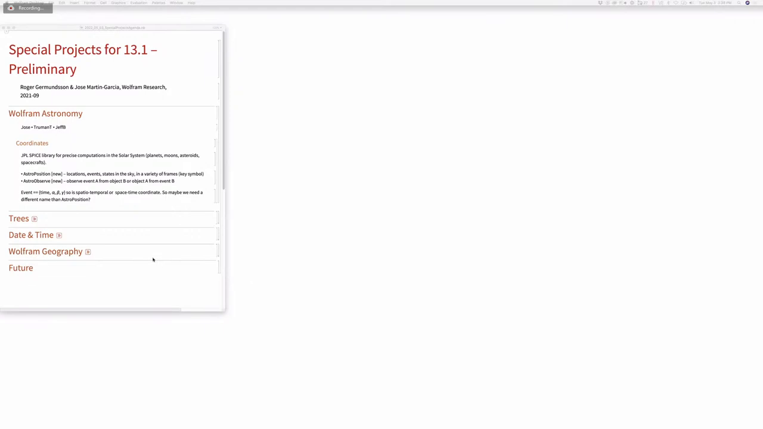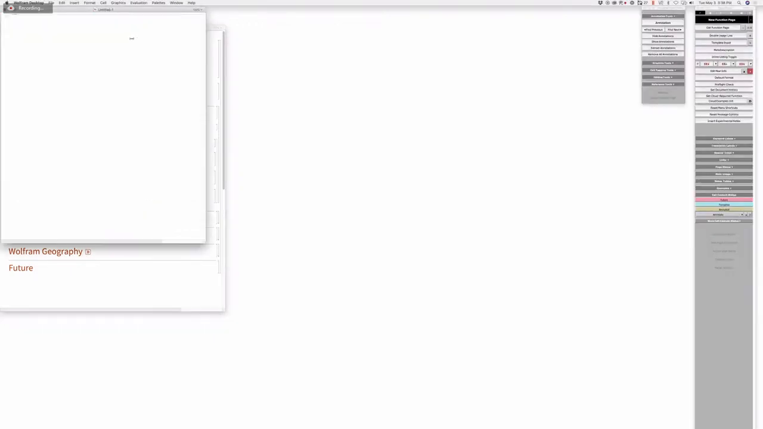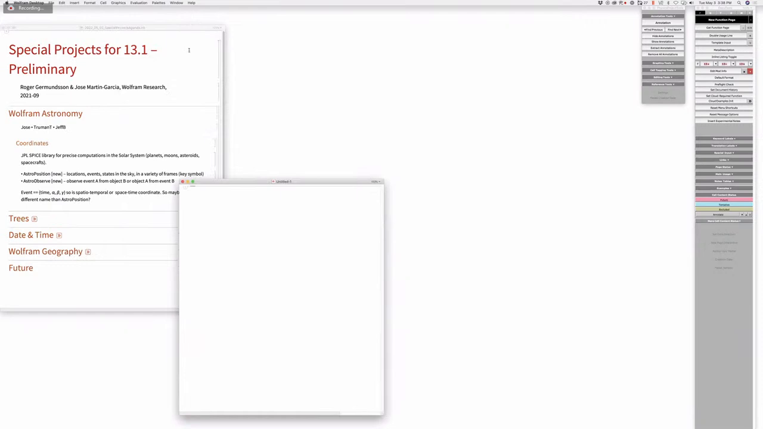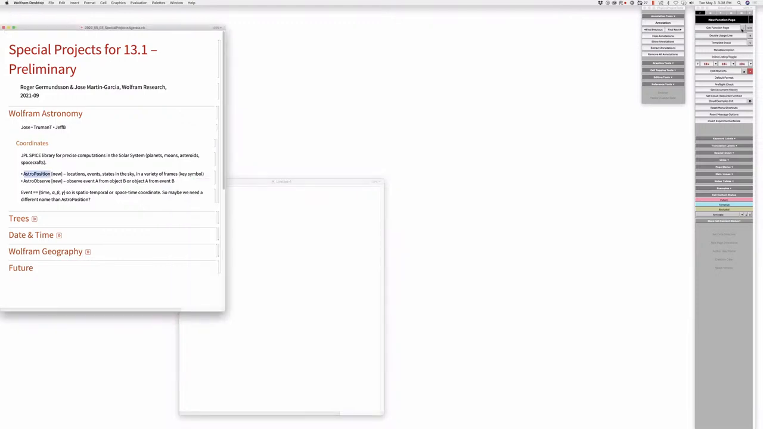Okay, hello everyone. We are about to do a design review for the version 13.1 feature of Wolfram Language to do with astronomy. And where are we starting? Yes, so the main player here is AstroPosition. So I would recommend that we open that page. Okay. And the code is in the X kernel. Okay. I'm running the X kernel.